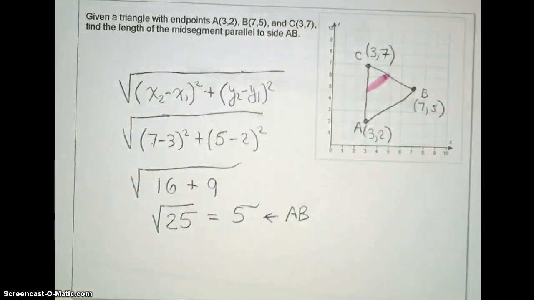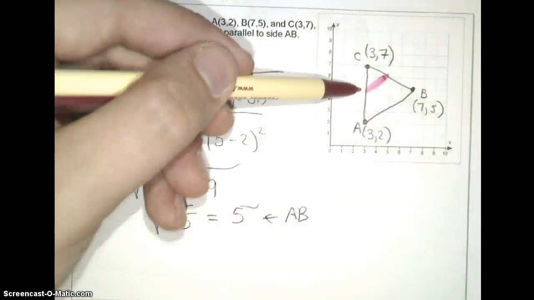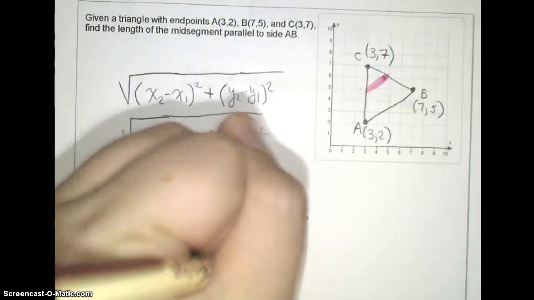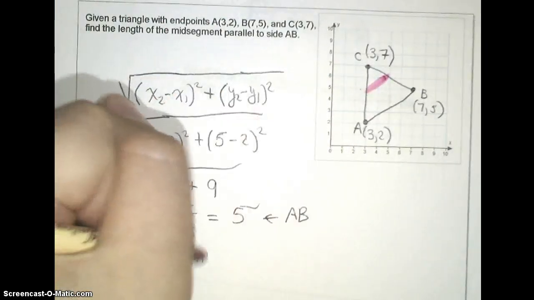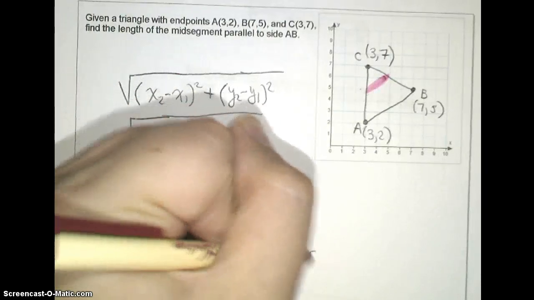Based on the midsegment theorem, I know that if the length of the side AB is 5, the length of the midsegment parallel to side AB, aka this pink line, is half of that. So the midsegment will have a length of 2.5, half of that.